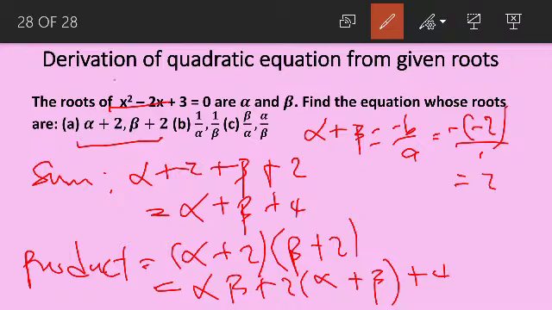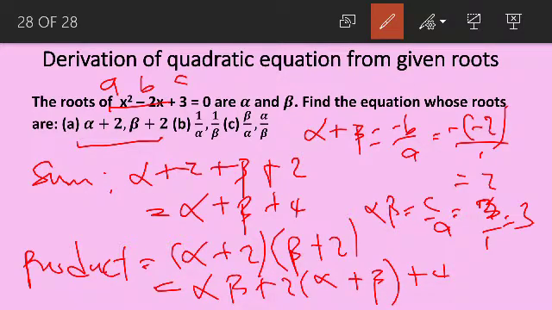Okay, so your a here is the coefficient of x squared, your b is the coefficient of x, which is minus 2, and your c is the constant coefficient, which is 3. Okay, so that means we can have alpha beta, which is c over a, to be 3 over 1, which is equal to 3. So alpha plus beta is 2 and alpha beta is 3.